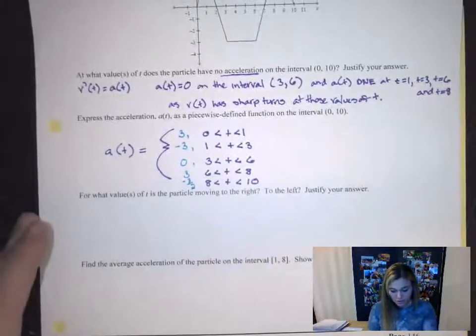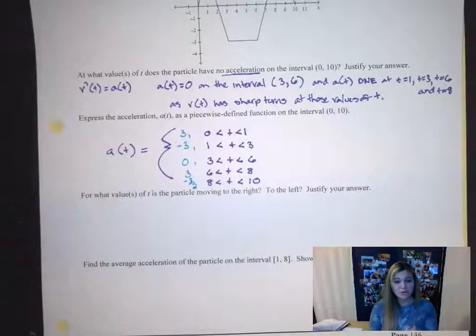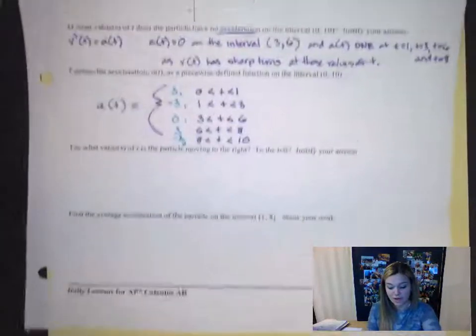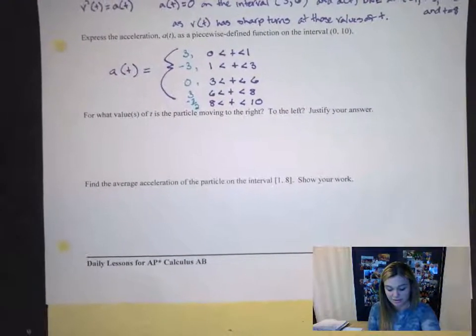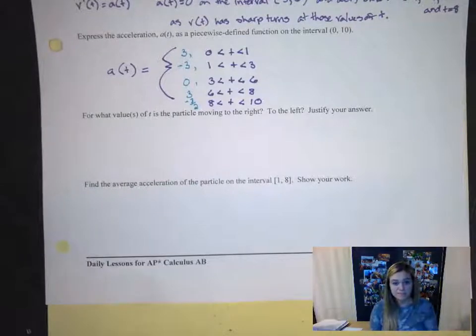Next question. So both of these are reviews. So if you want to try them and then come back and check your answer, you could do that now. If you're going with me, just stay with me.